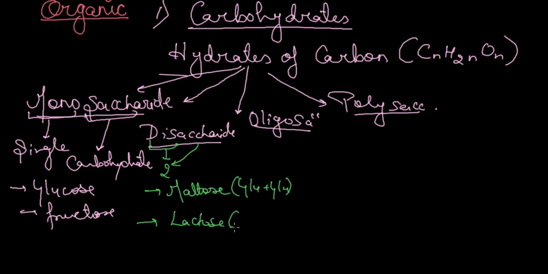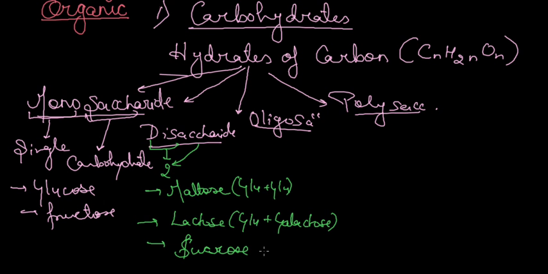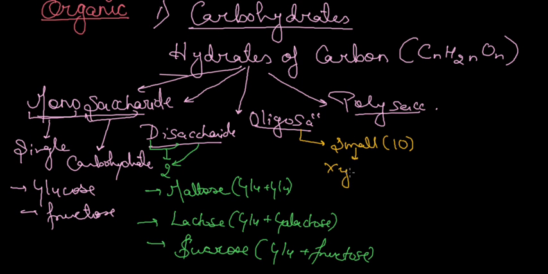Lactose is glucose plus galactose. Third, sucrose, that is table sugar, the simple sugar which we use in our home, is glucose plus fructose. Next, oligosaccharide. Oligo means small. Approximately 10 units of carbohydrate present is known as an oligosaccharide, for example xylulose, etc.